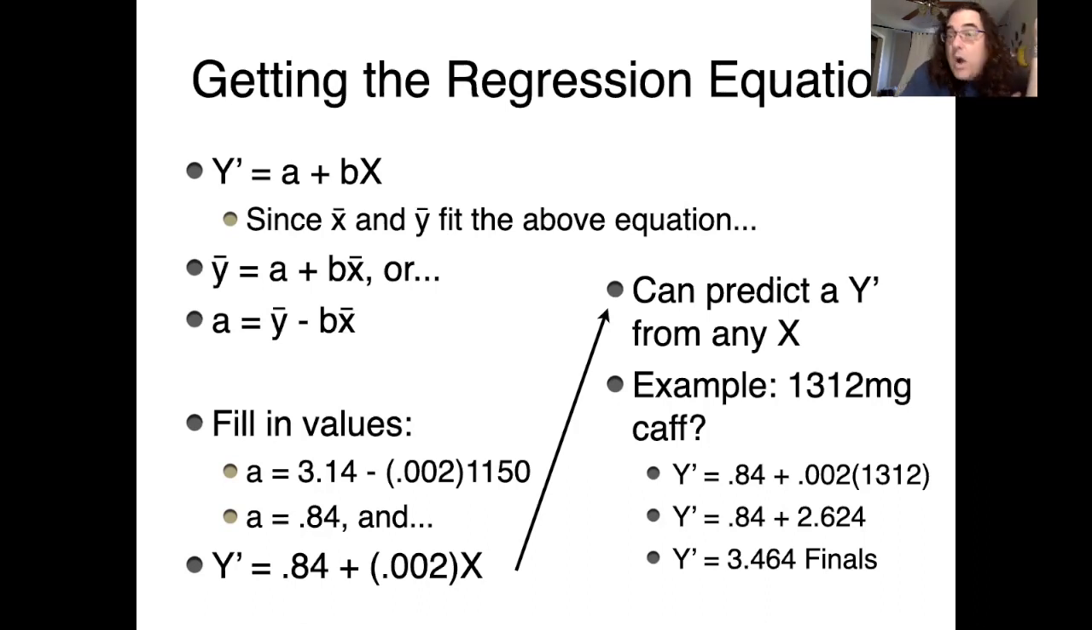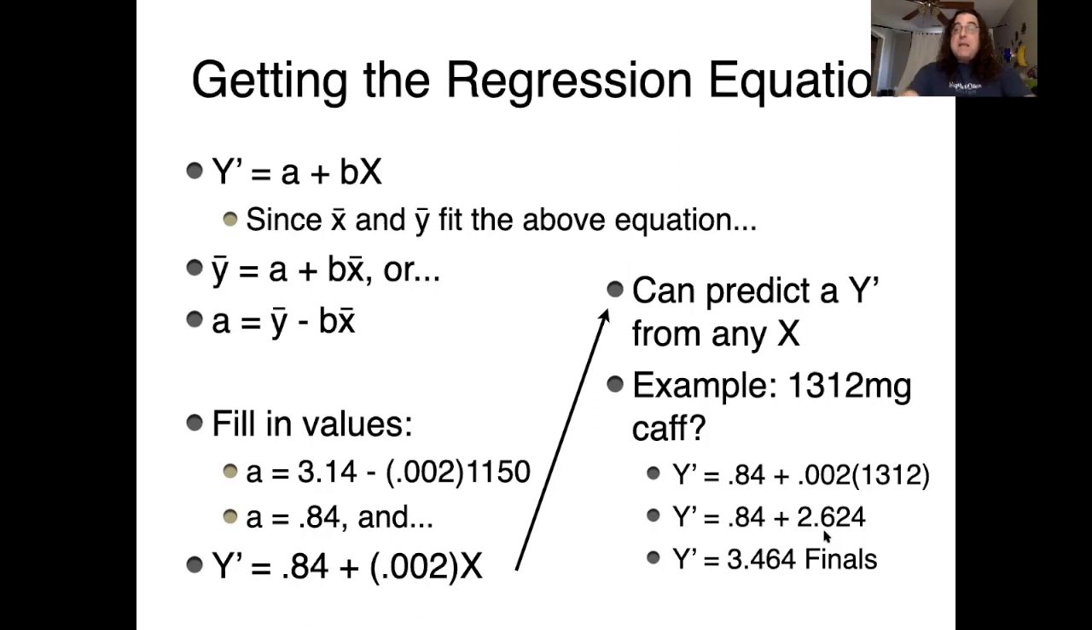So let's say somebody walked in off the street, they were new, they were not in our data set before, and we said, hey, how many milligrams of caffeine are you drinking per day? And they said, I am drinking 1,312 milligrams of caffeine. Boom, we put it into our regression equation, we get this. 0.84 finals plus 0.002 times your X value, 1312. That's a 2.62 for the caffeine, 0.84 for baseline. Add them together. I predict that you are taking an average of 3.464 finals.